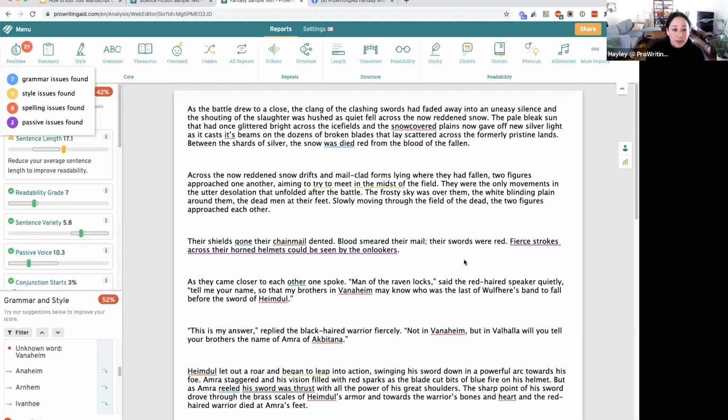So if you have a readability that's really, really low, then you have some room to work with. So you have some room to add some more complex sentence structures or words if you'd like to.